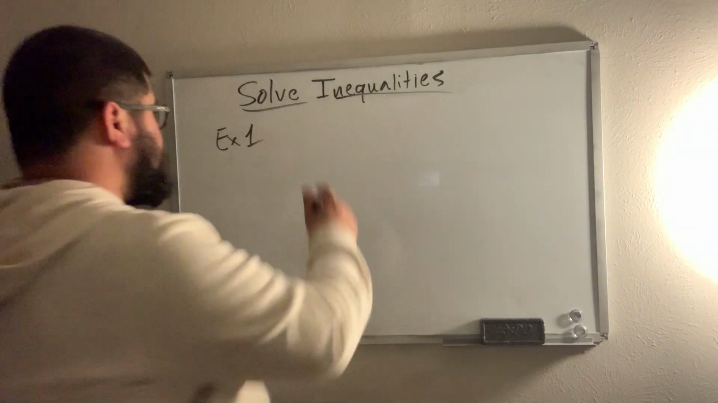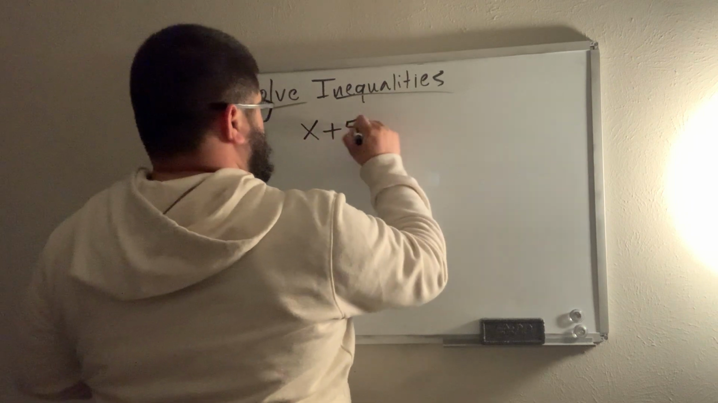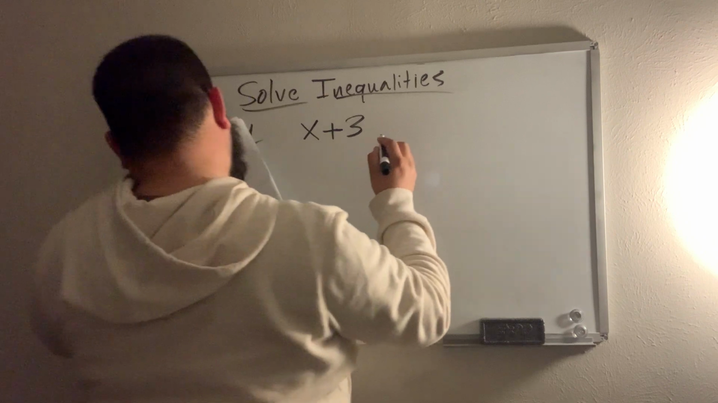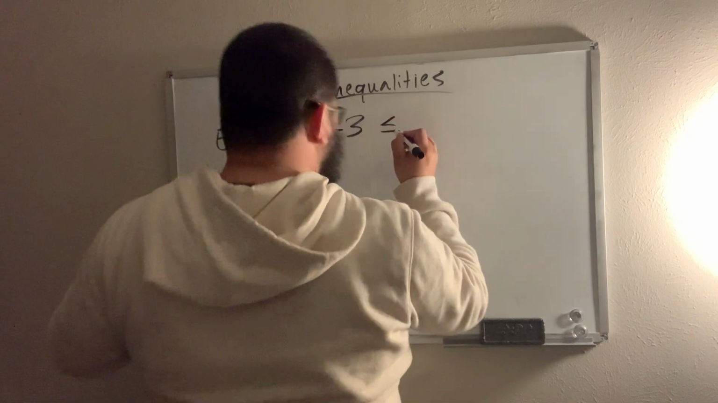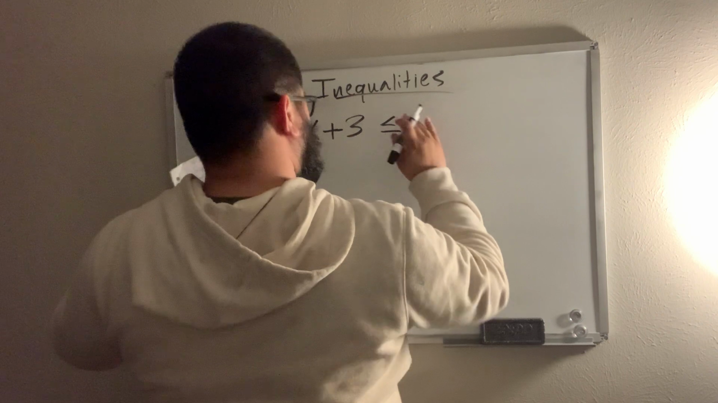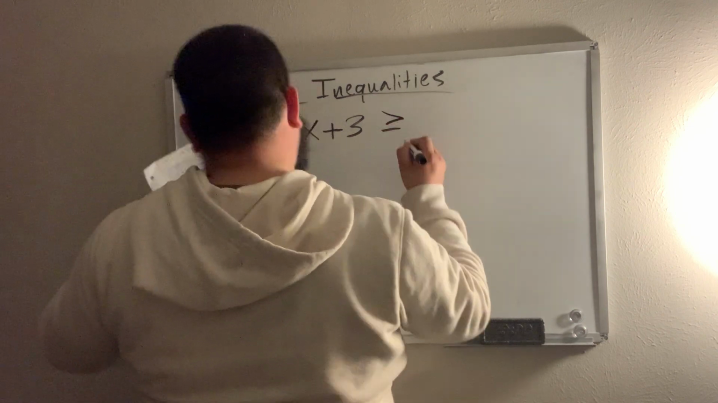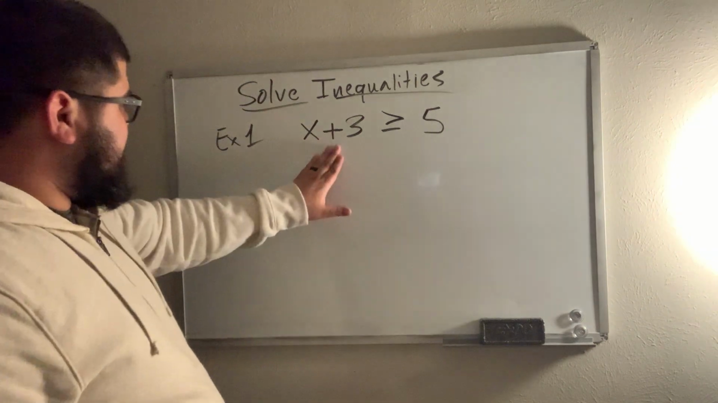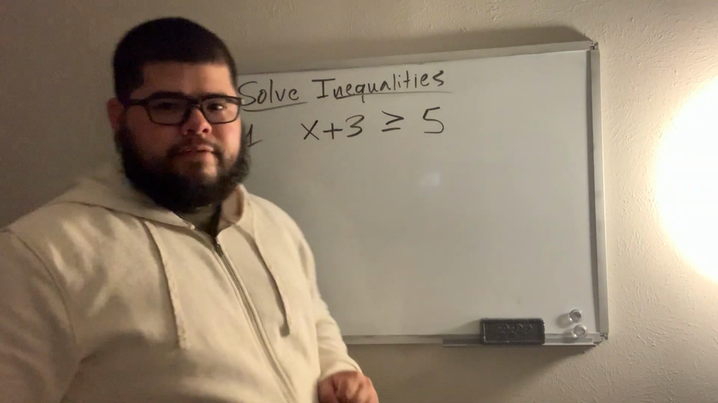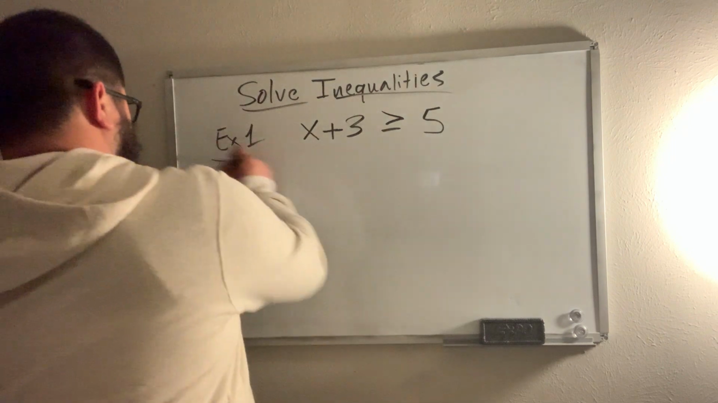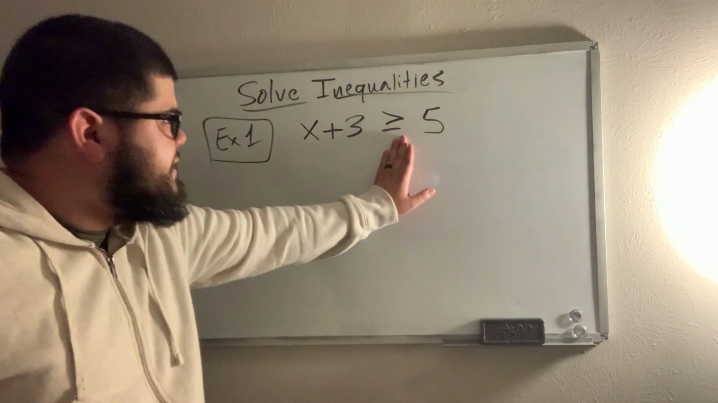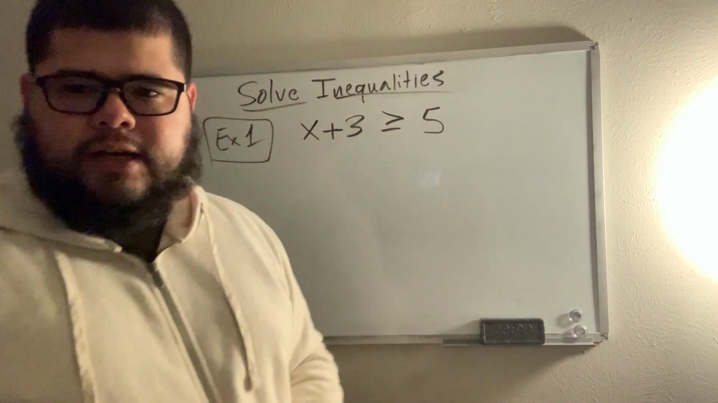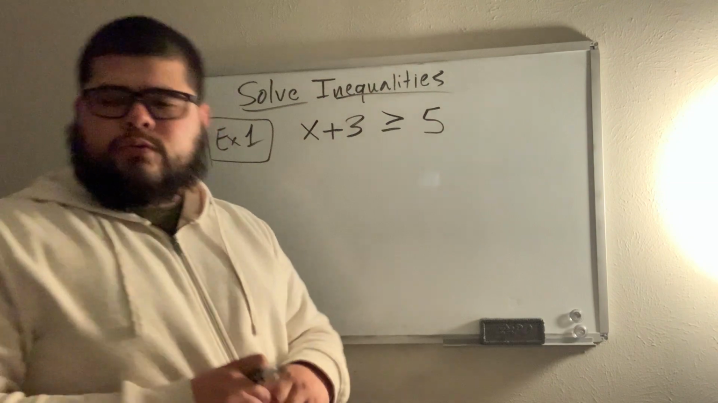Example 1, we have x plus 3 greater than or equal to 5. There we go. All right, that's good. X plus 3 greater than or equal to 5. Okay? Now, we treat this inequality symbol just like it was an equal sign. Just like as if we were solving an equation.